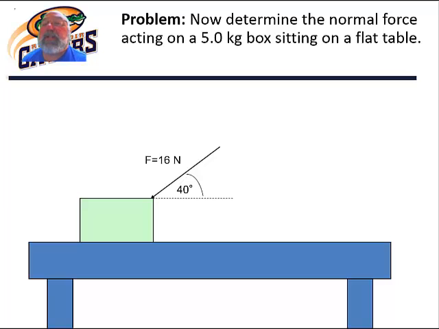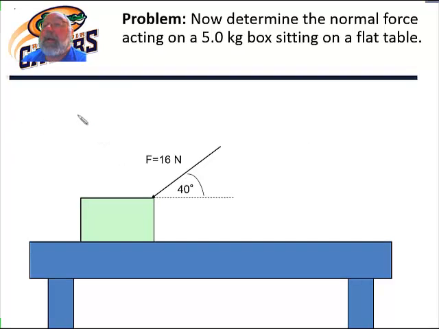Welcome back. Now we're going to do something a little bit more complicated. We have our box. It's still sitting on a table, and there's a force pushing down on the box at an angle of 40 degrees. So we're going to start off just like we always do with a free body diagram. Okay, in our free body diagram, red dot for the box, we have the weight, which is mg.